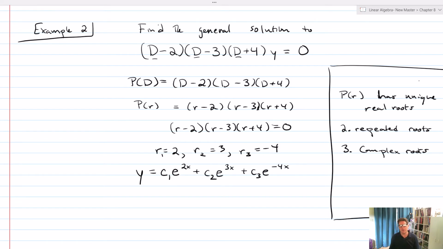So when we have repeated roots, complex roots, and unique real roots, those are the three situations that we have. We've just seen unique real roots. Let's take a look at repeated roots.